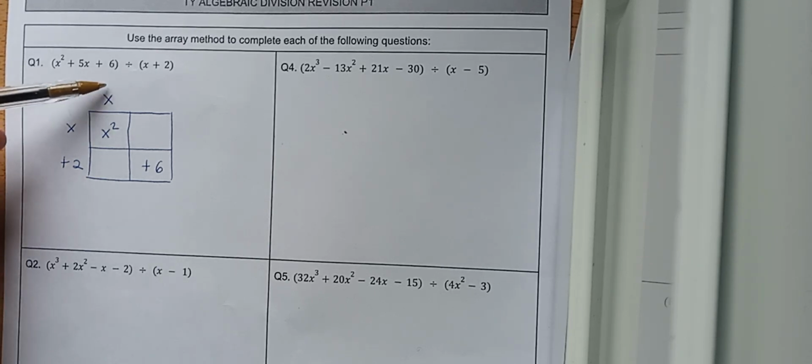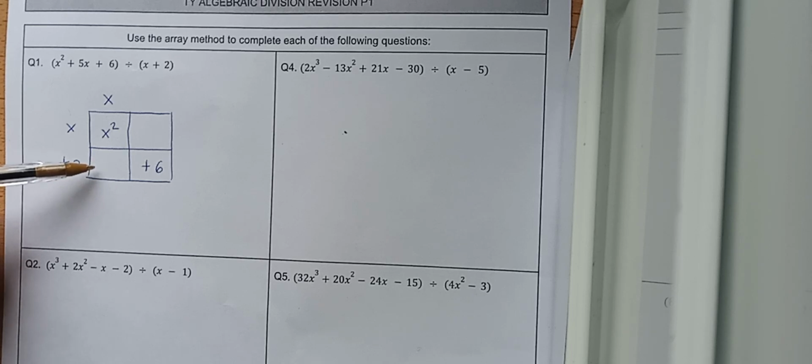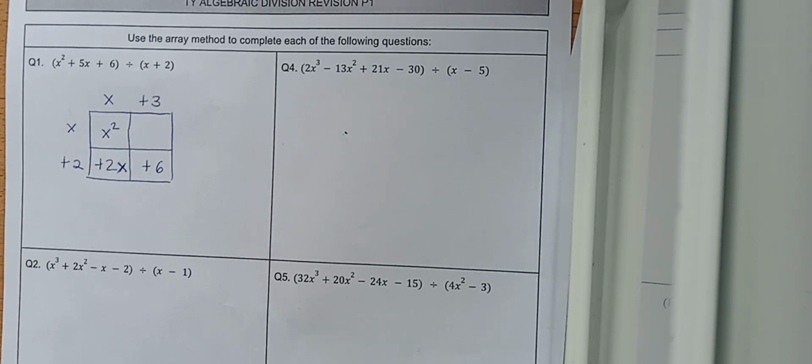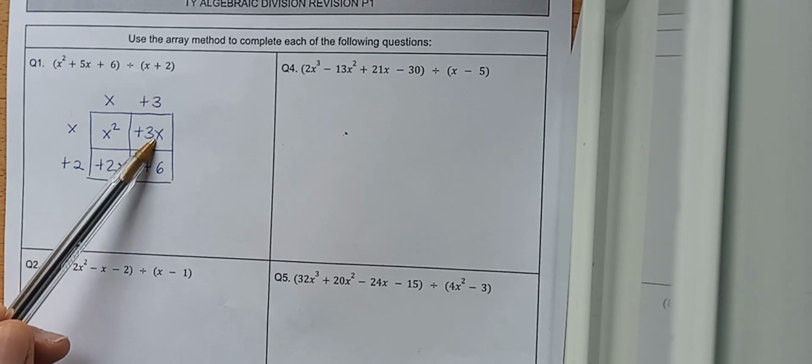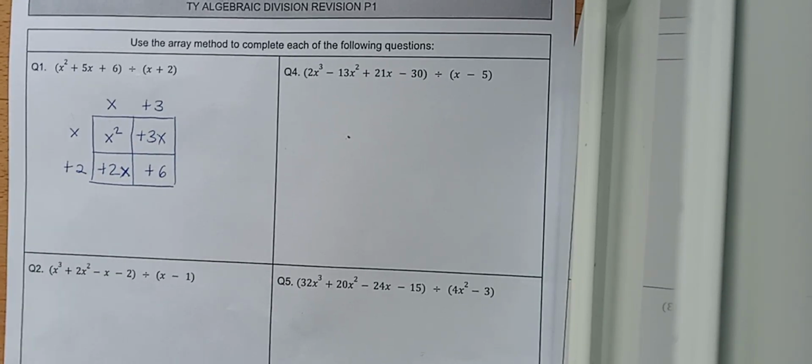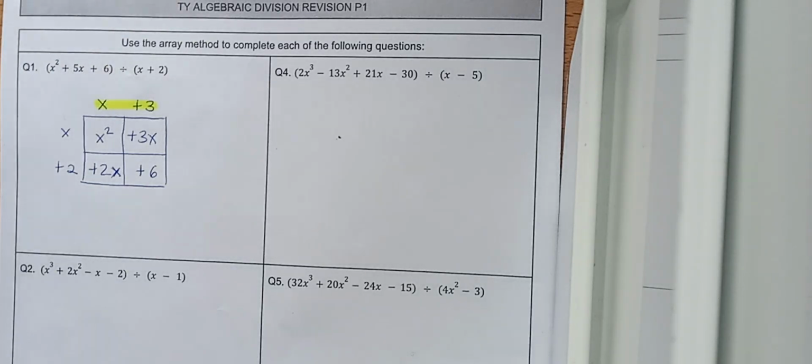So we've got the x on the outside, leading us to fill in this box with plus 2x, plus 3 on top, since plus 3 by plus 2 is plus 6. That gives us plus 3x in this box. Let's just double check that we're correct. These two boxes together make the middle term plus 5x. Our solution is x plus 3.